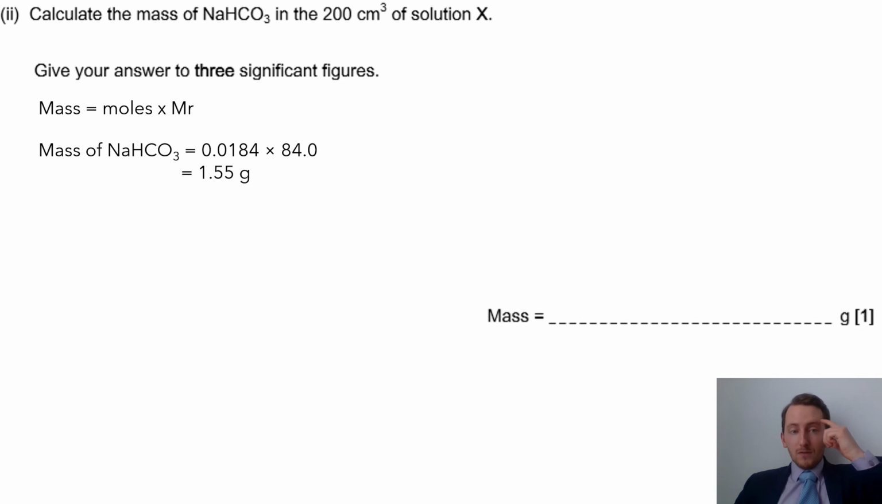Well, okay, we'll do the mass first. For our mass, we take our moles from before, which we just worked out in our previous question. Work out the MR: sodium 23, hydrogen 1, carbon 12, oxygen 16. Times them both together, 1.55. Nice and easy, nice and straightforward for a final mark there.